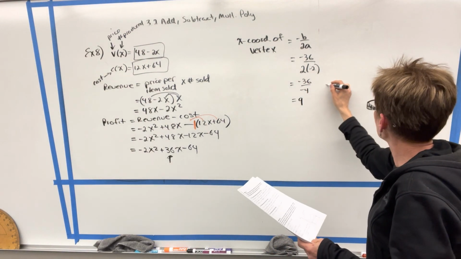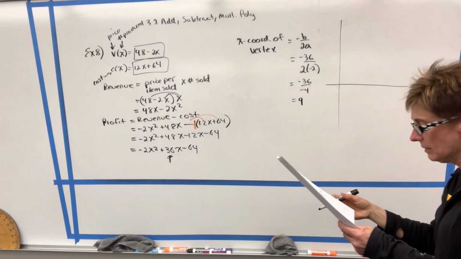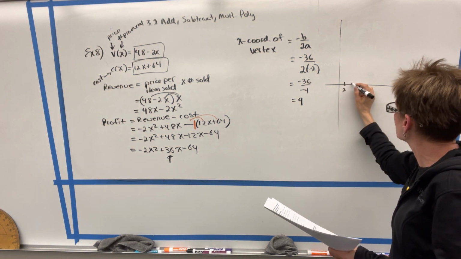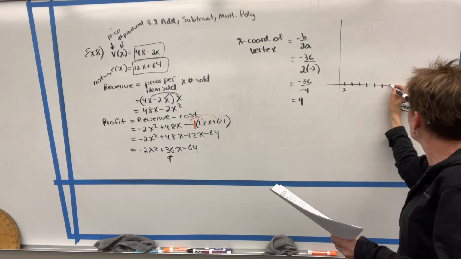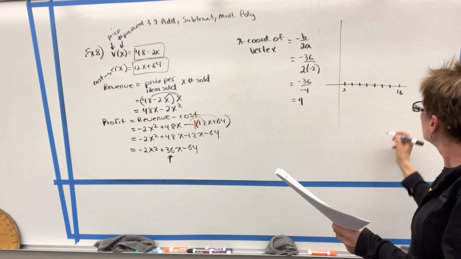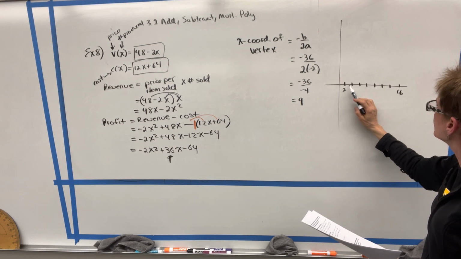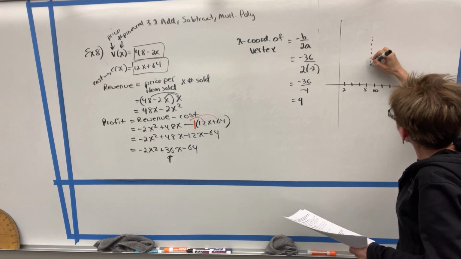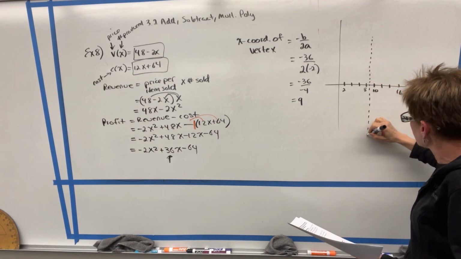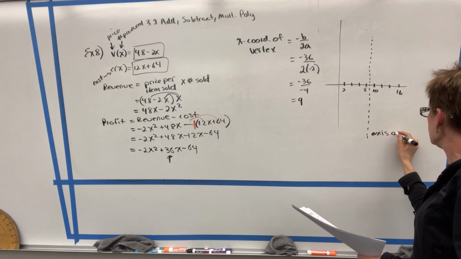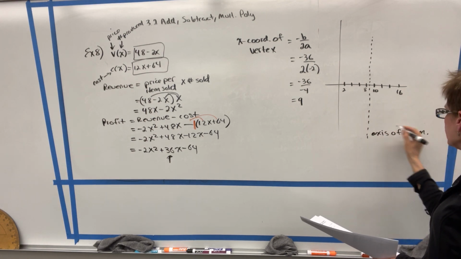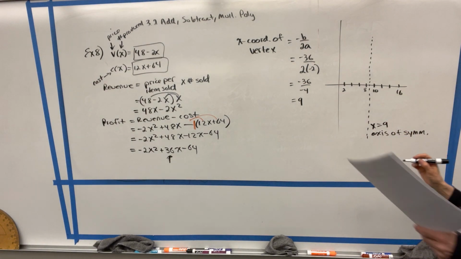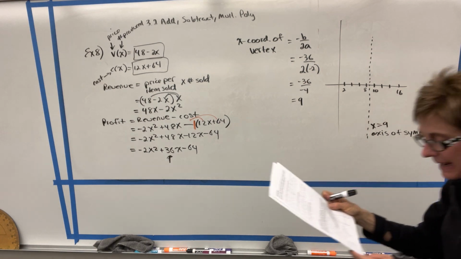9 chimes. So if we were going to graph this parabola, I'm going to skip count by 2s just so it doesn't take up too much space. So 2, 4, 6, 8, 10, 12, 14, 16. 9 is going to be between 8 and 10. My axis of symmetry, and some of you are thinking, oh, I've forgotten all this. That's okay, we're going over it now. This is my axis of symmetry. It's the line x equals 9. And so I know that the x-coordinate of my vertex is 9.